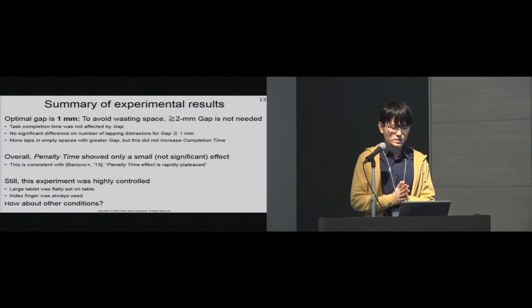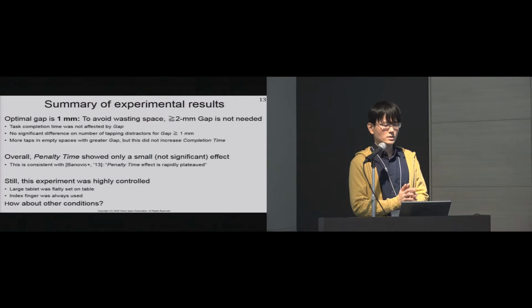Okay, this is a summary of the experimental results. First, we recommend using 1 mm for gap as the optimal value. And 2 mm or more gap is not needed to reduce the wasted screen space. Another finding is that the penalty time showed only a slight effect on the results. But this is consistent with the previous work that showed the effect of penalty time rapidly disappear.